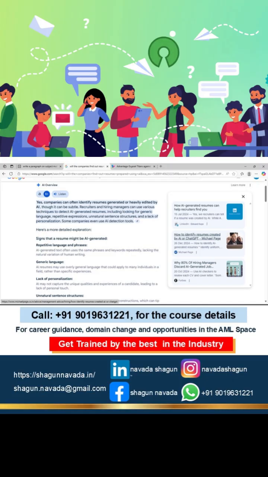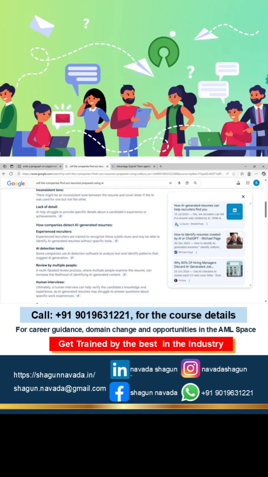Then you can see repetitive language and phrases being used. These are the signs that a resume might be generated by AI: repetitive language and phrases, generic language, lack of personalization, unnatural sentence structures, inconsistent tone, lack of detail, and how companies detect AI-generated resumes. Experienced recruiters, and I've got a lot of experience in this industry, the moment I look at a resume, I'll be able to know that it's made using AI based on factors like inconsistent tone and generic statements being used. Some companies also have AI detection software to analyze text and identify patterns that suggest AI generation, and then review by multiple people within the organization.